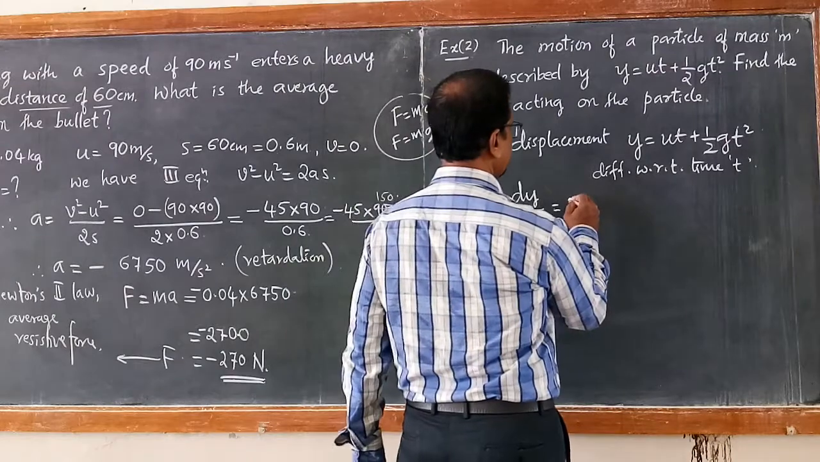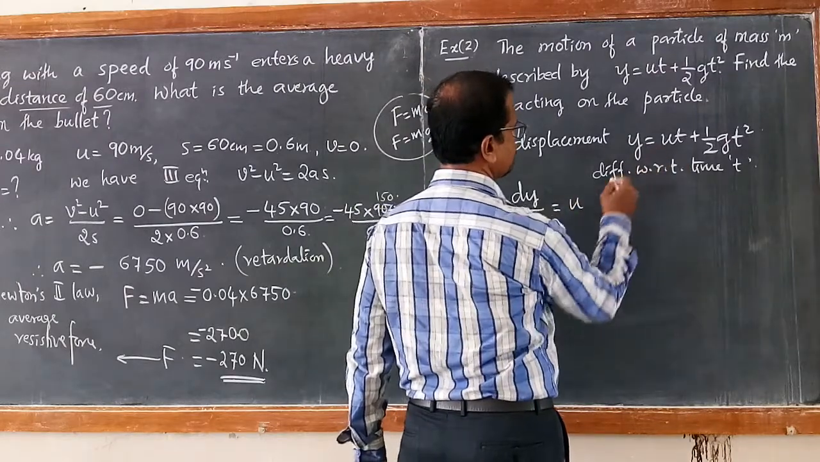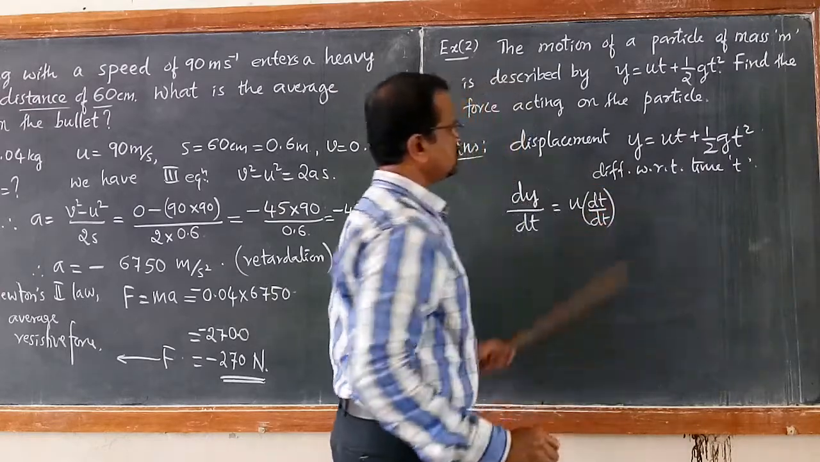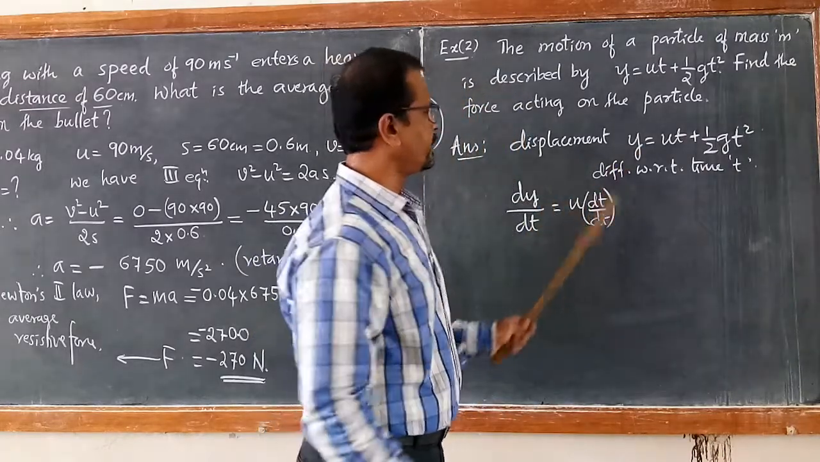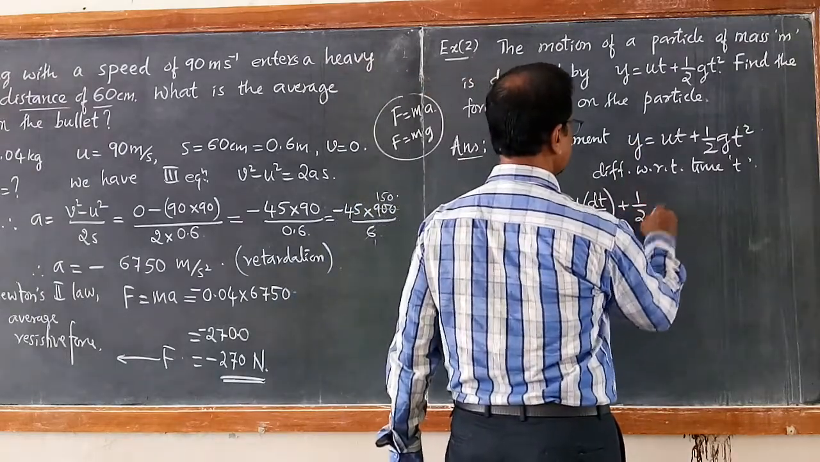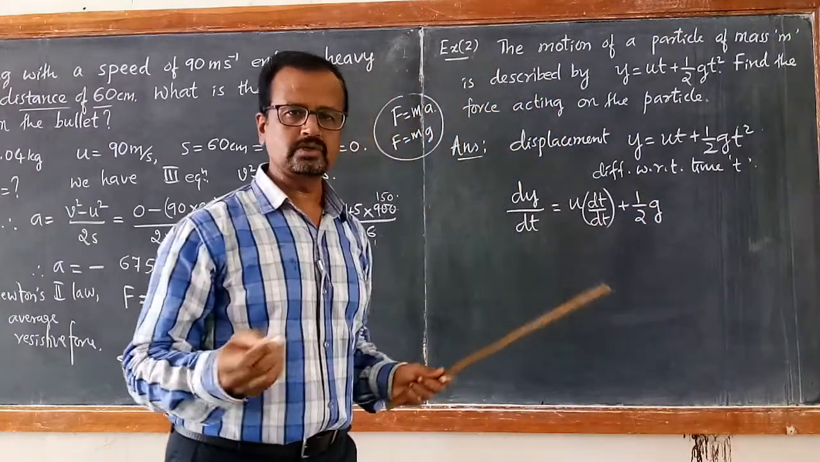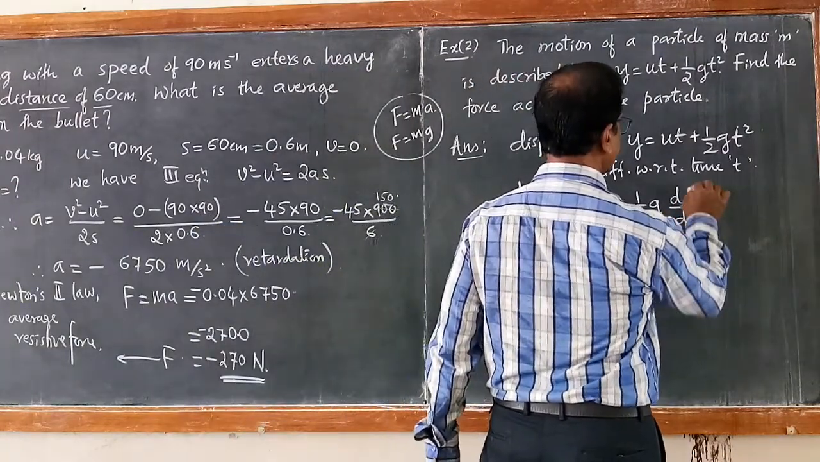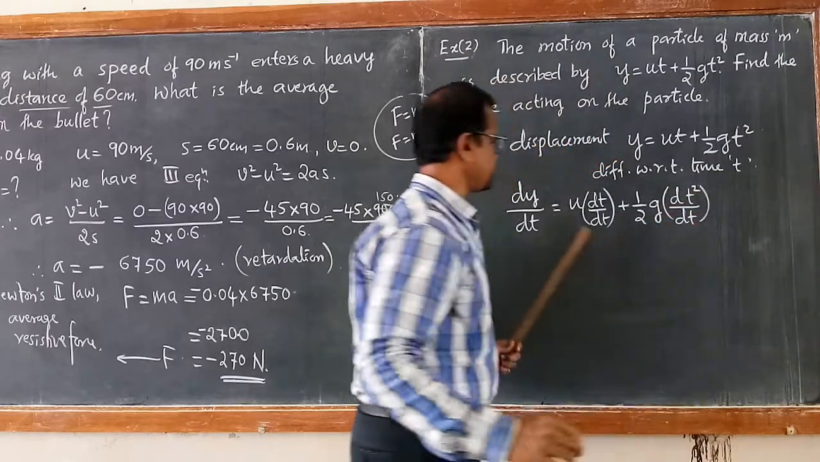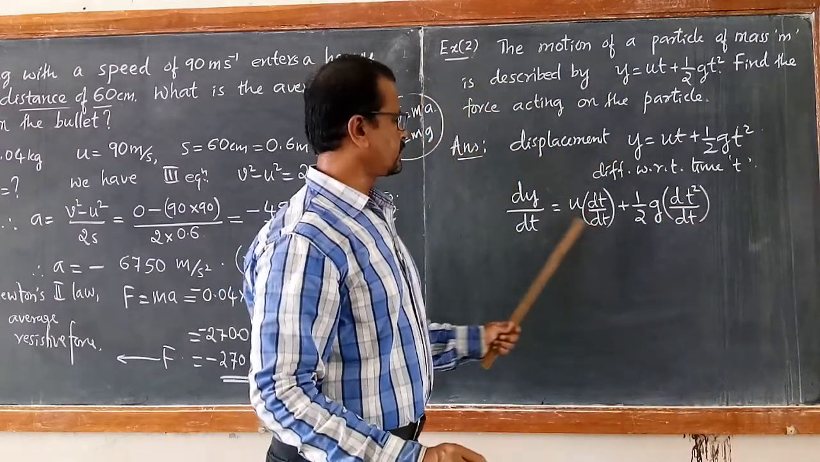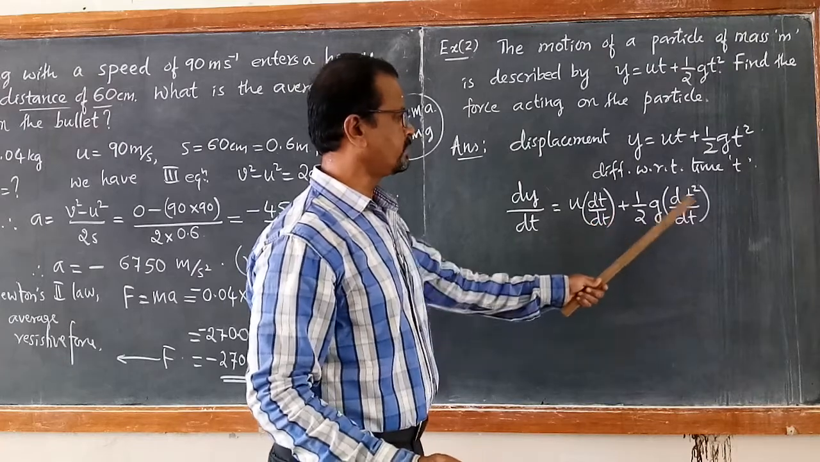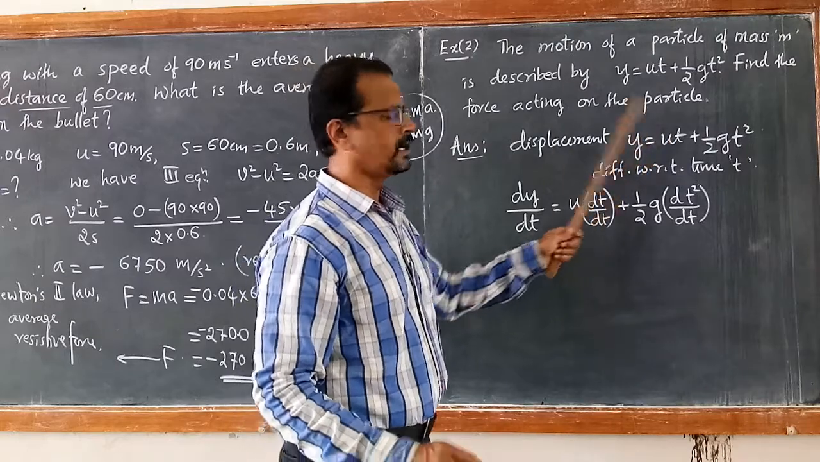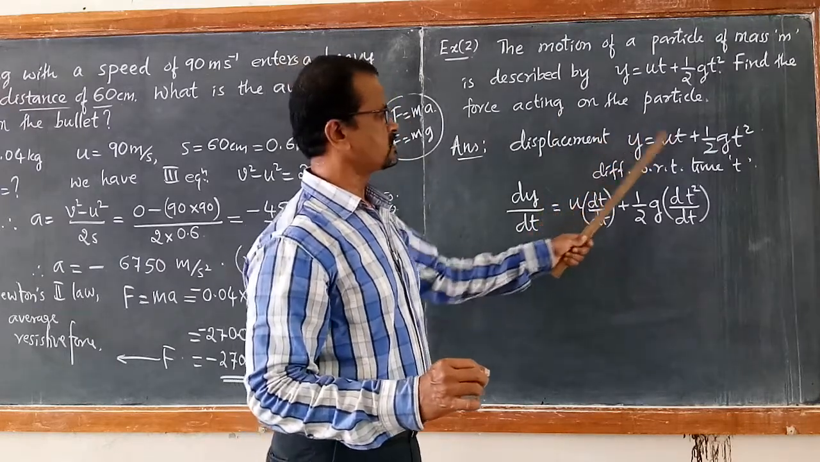ut: u is the initial velocity which is constant. So u into dt by dt plus half g. Here acceleration is also constant, g is constant, d by dt of t square. I have just kept the constant outside and taken the differential coefficient to the variable. The variable here is t and another variable is displacement. y and t are the variables, so y is a function of t.